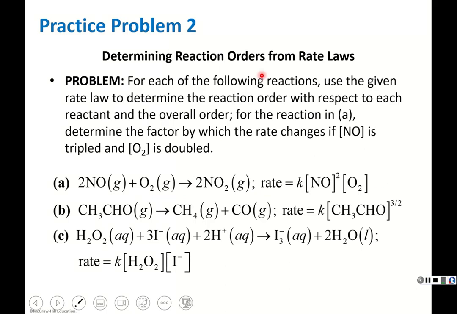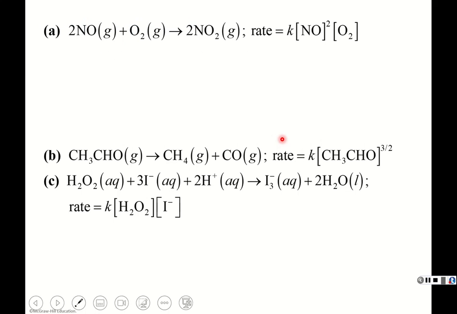So let's try a problem writing rate laws. For each of the reactions, use the given rate law to determine the reaction order with respect to each reactant and the overall order. For the reaction in A, determine the factor by which the rate changes if the concentration of NO is tripled and the concentration of O2 is doubled. Okay, so here are our reactions.